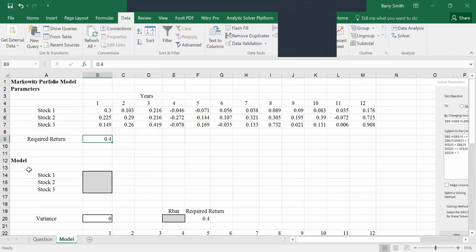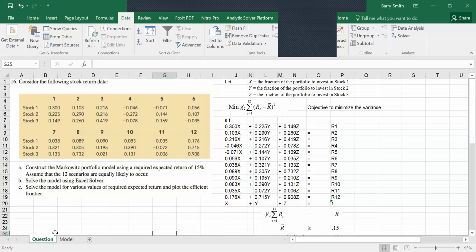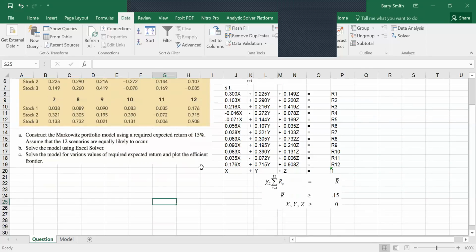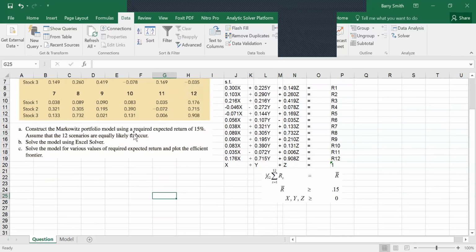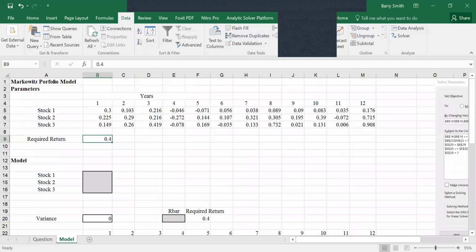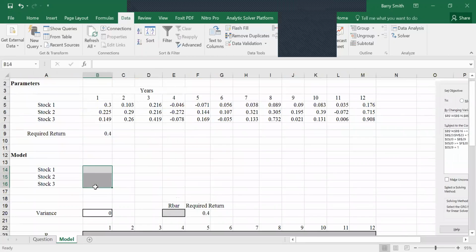Here, then I'm going to have a required return, and that's because we can have 15% or whatever, but we can also plug in different values. So 15% is the one that they want to require, but we can go higher than that. I was playing around with it to see if it worked. So 0.4 was my last one. And so we're going to change the amount of X, Y, and Z. So that's what that is.